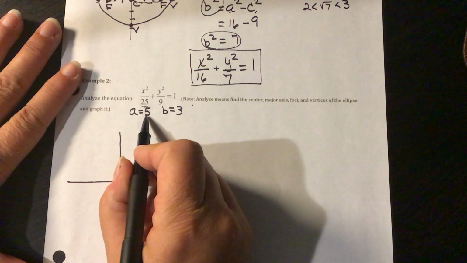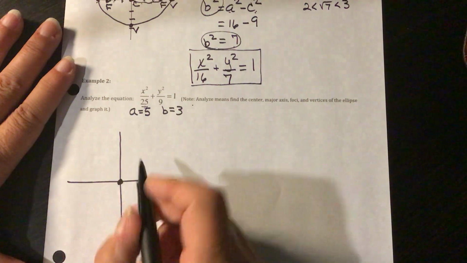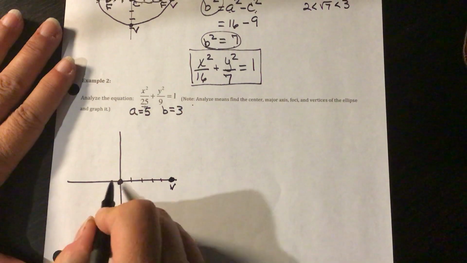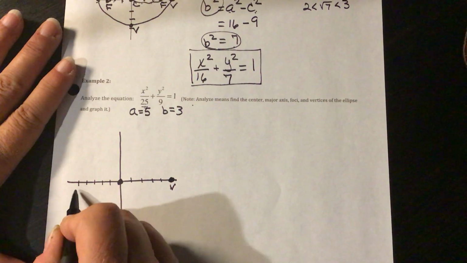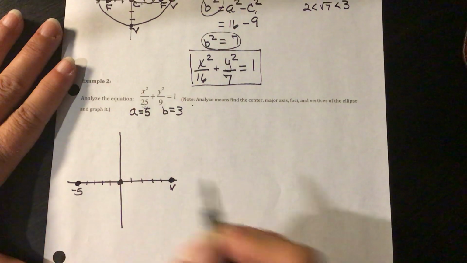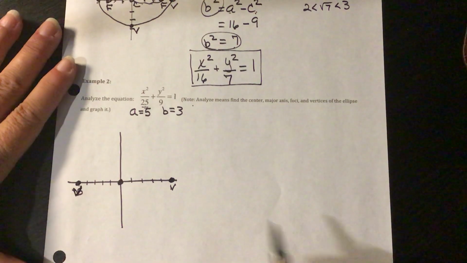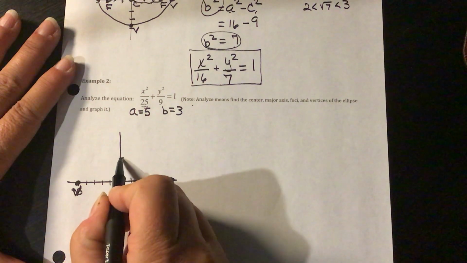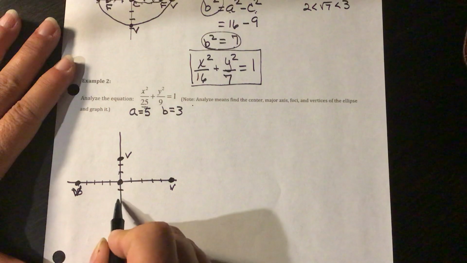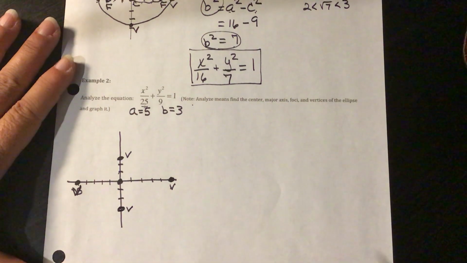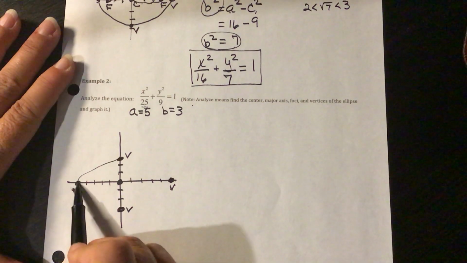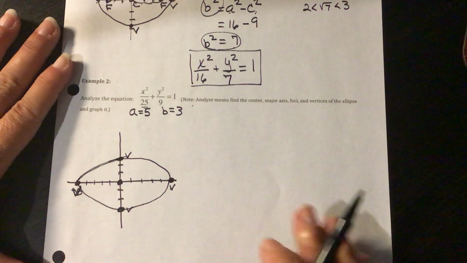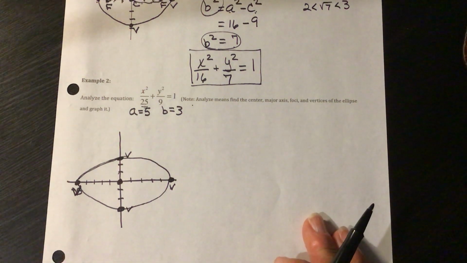Along the x-axis, my vertices are going to be 5 units away from the center. 1, 2, 3, 4, 5. There's a vertice, and on the opposite direction as well. Whoops, there's a vertice. And along the short axis, the y-axis, I'm going to have a vertice at 3 and one at -3. So I can actually sketch the ellipse right now without the foci there, even though we are going to put those there eventually.